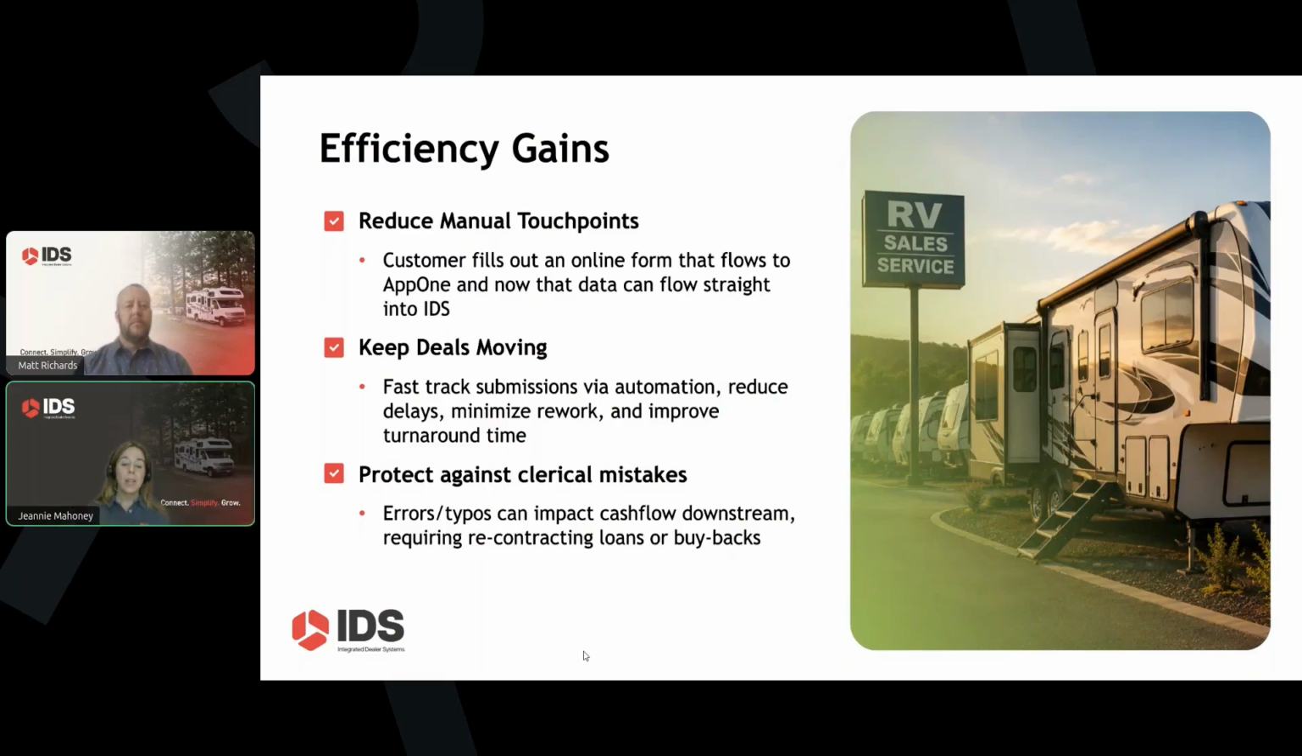It's also going to really help move deals faster, especially for our dealers that are starting their process in AppOne. So the automated data transfer is going to keep systems running smoothly with the added protection of preventing those typos and spelling errors from creeping in, which Matt mentioned can have, worst case scenario, impact the cash flows down the line.